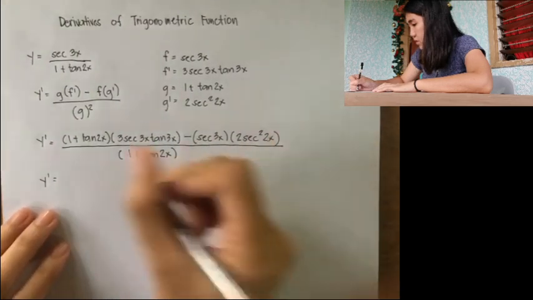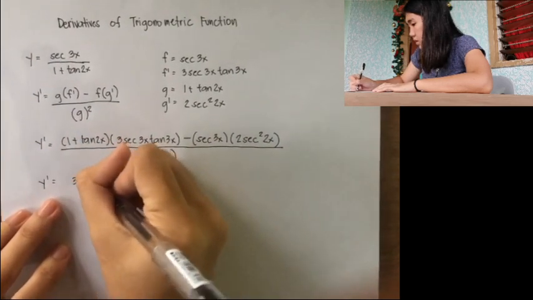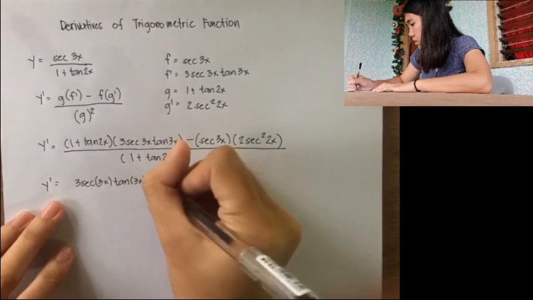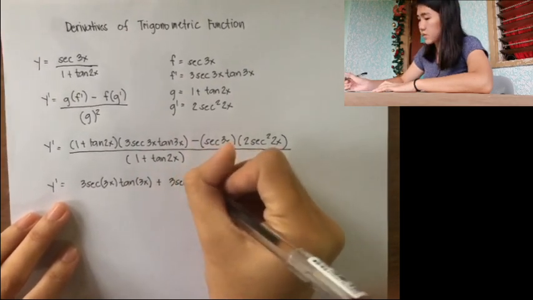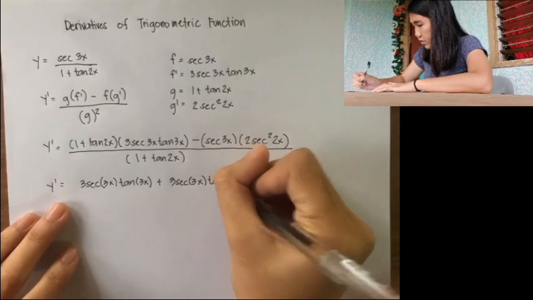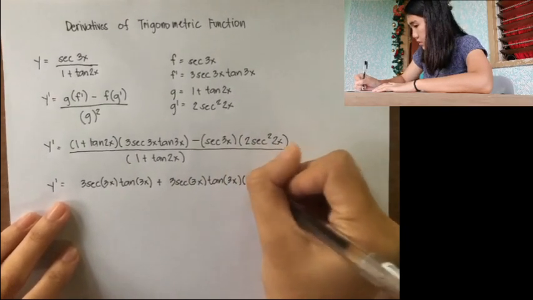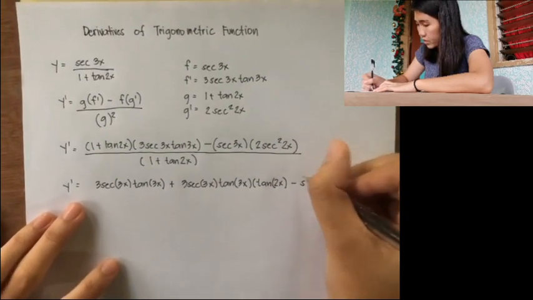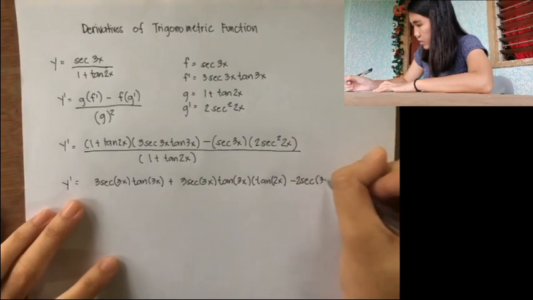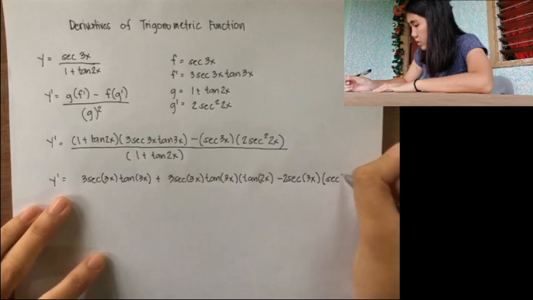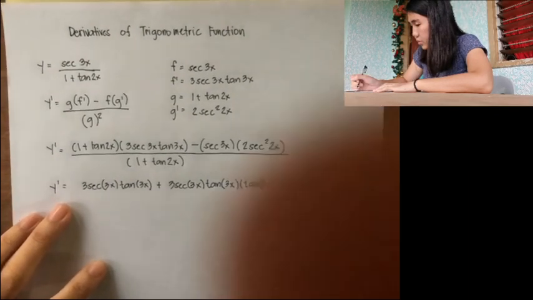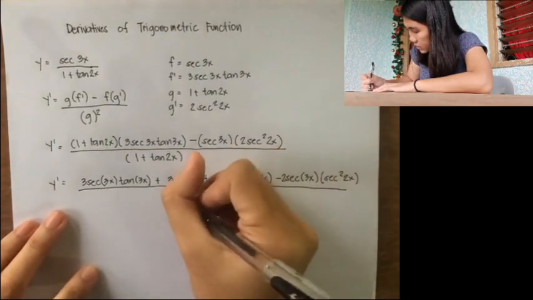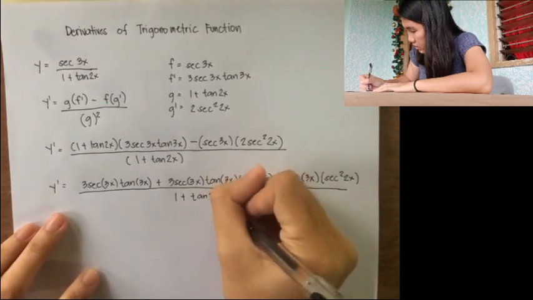Multiply these two. 1 times 3 sec 3x tan 3x is equal to 3 sec 3x tan 3x plus 3 sec 3x times tan 3x tan 2x, minus the product of these two, which equals 2 sec 3x sec squared 2x, all over 1 plus tan 2x squared.